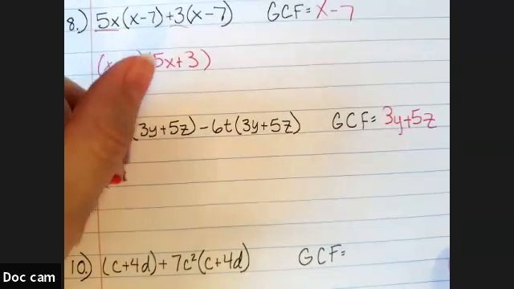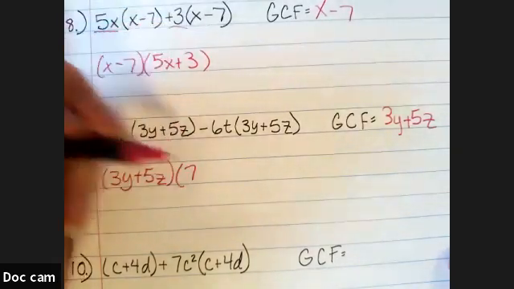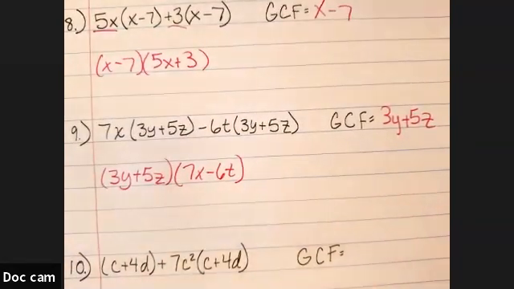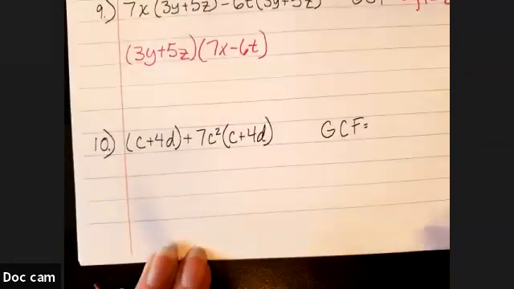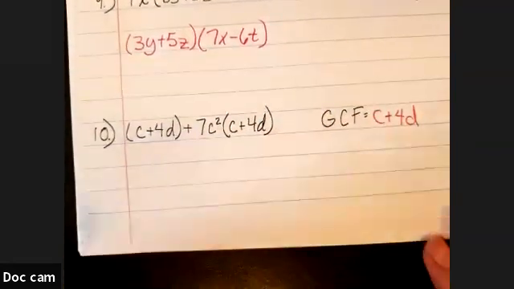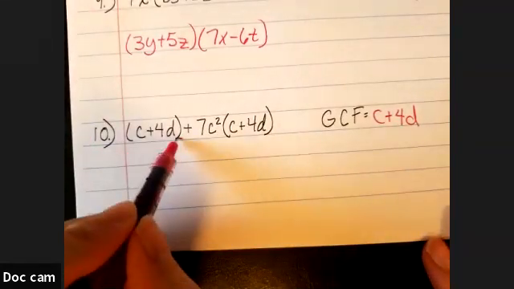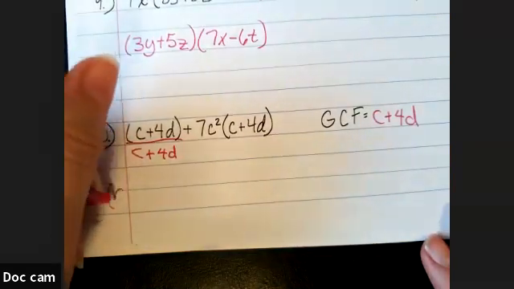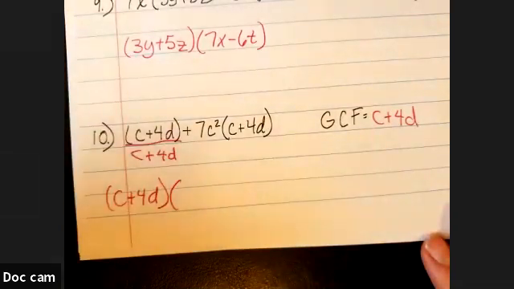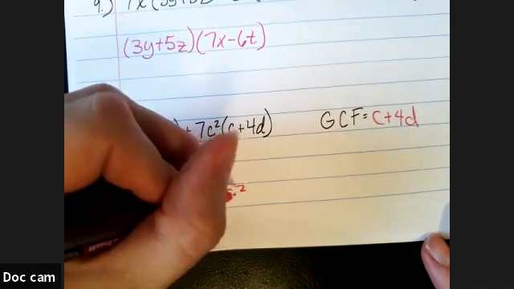So your answer would be 3y plus 5z times 7x minus 6t. And then on this last one, your GCF is going to be c plus 4d. So remember, when you divide this by c plus 4d, you're still going to have a 1 there. So you're going to have c plus 4d in the front, and then in your second set of parentheses, you're going to have 1 plus 7c squared.